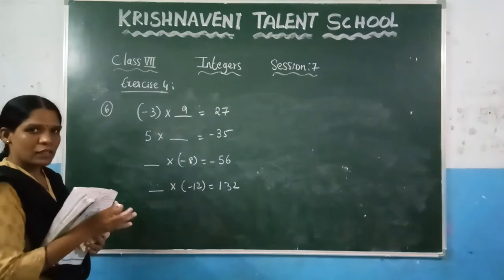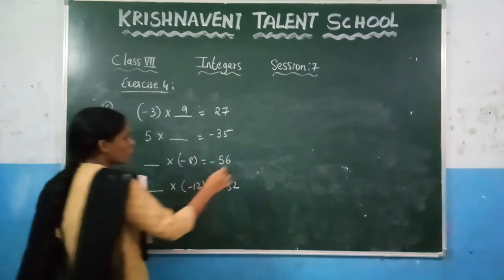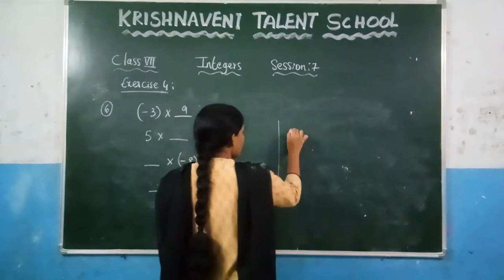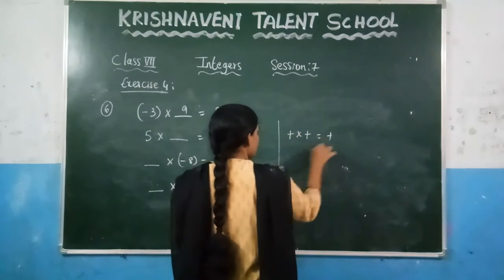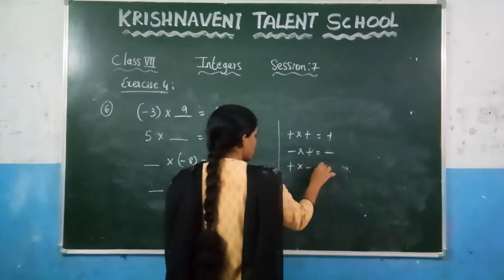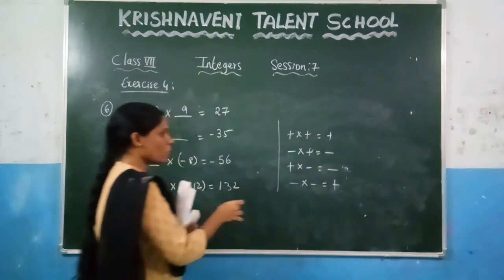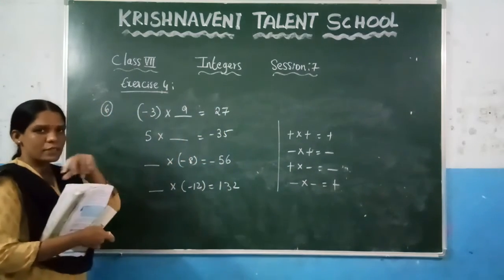Now we have written the number. Now we need to check the symbol. To check the symbol, you know that plus into plus is always plus, minus into plus is minus, plus into minus is minus, and minus into minus is always plus. If you know these symbols, you can calculate this value.